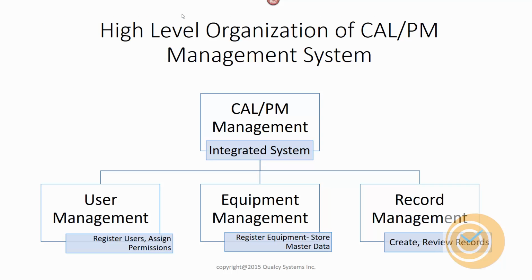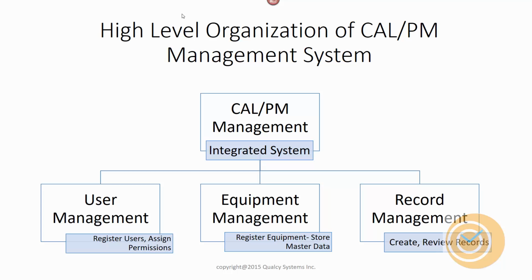Before I go into the details, I wanted to explain a little bit about the subsystems that make up the integrated calibration and PM management system. As you can see, we have three high-level subsystems. One is user management, the second is equipment management, and the third is record management. In user management, we have an option for registering the users and assigning their role permissions, because you need users to run the system.